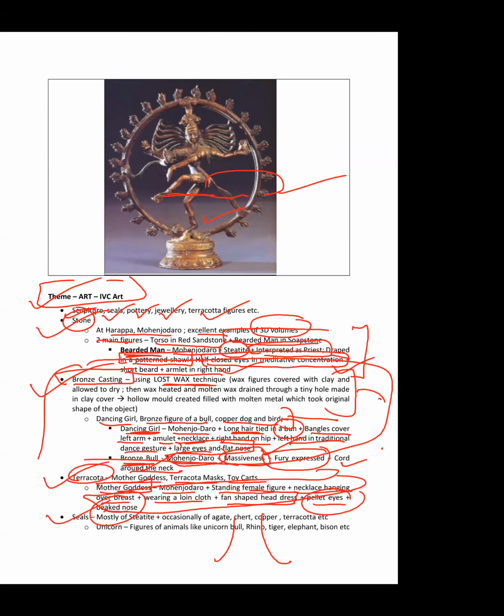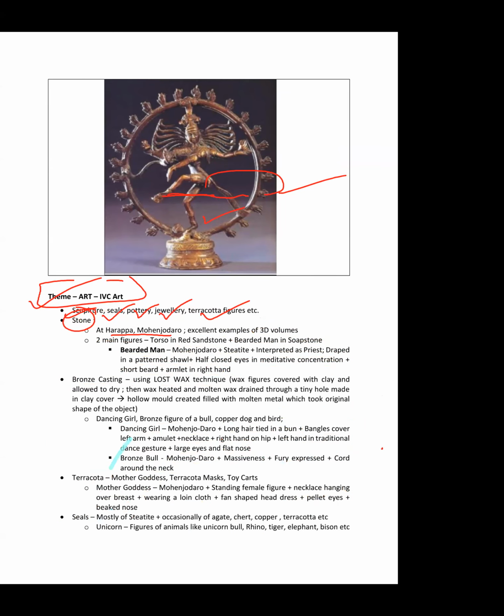Then seals were that thing which gave the most information about the Harappan period, or the IVC period.